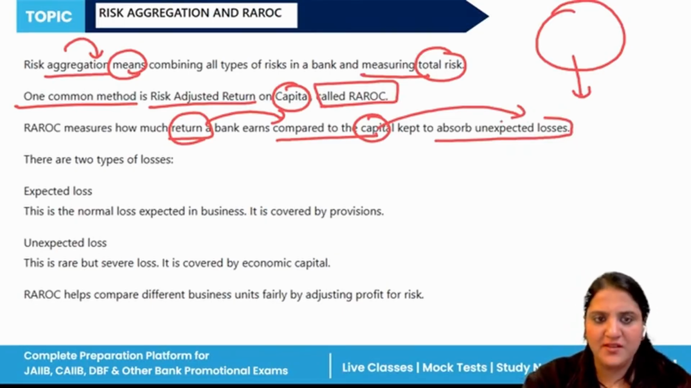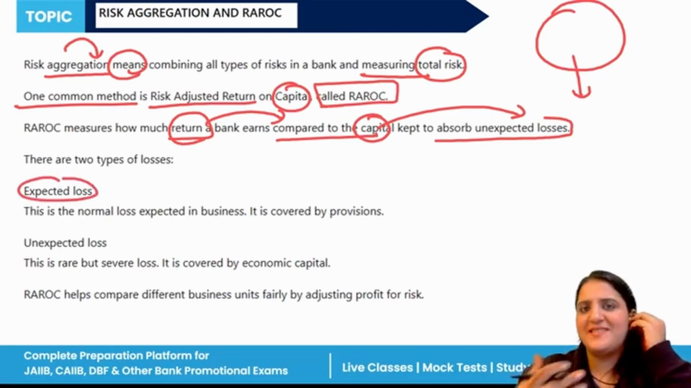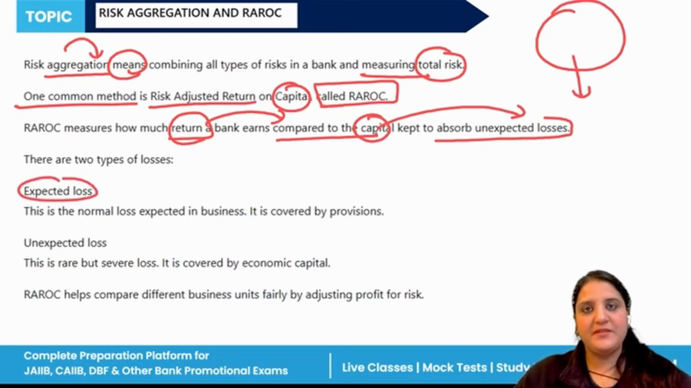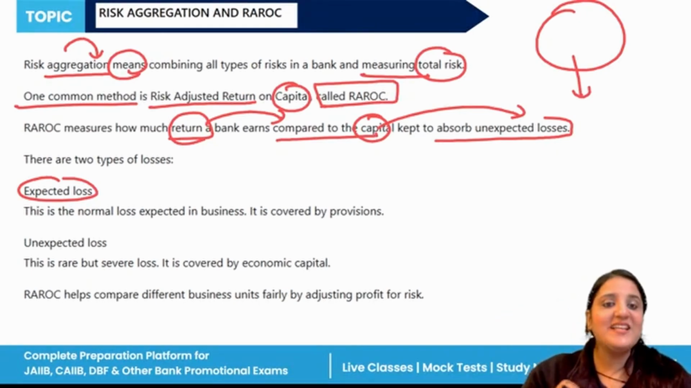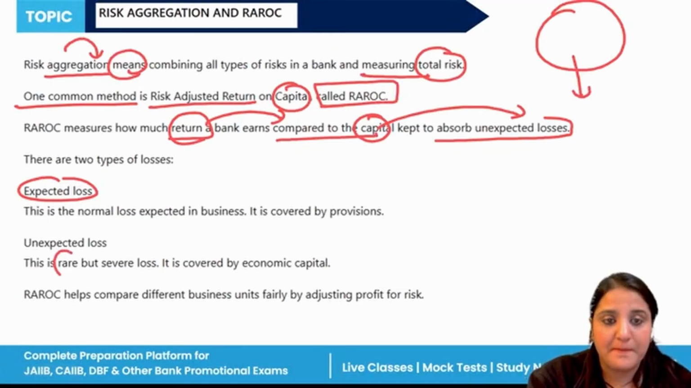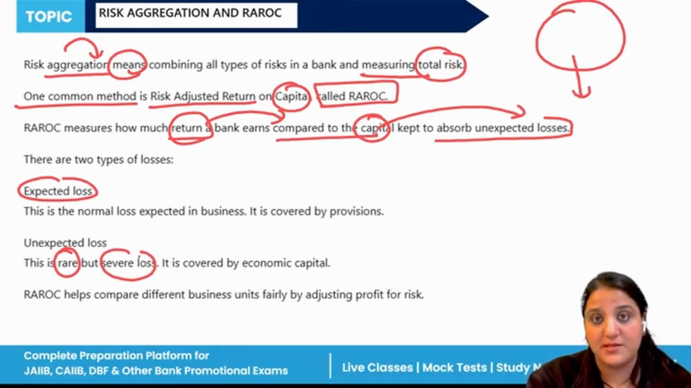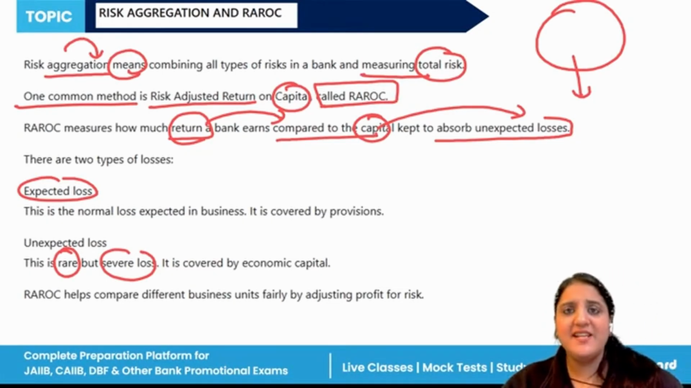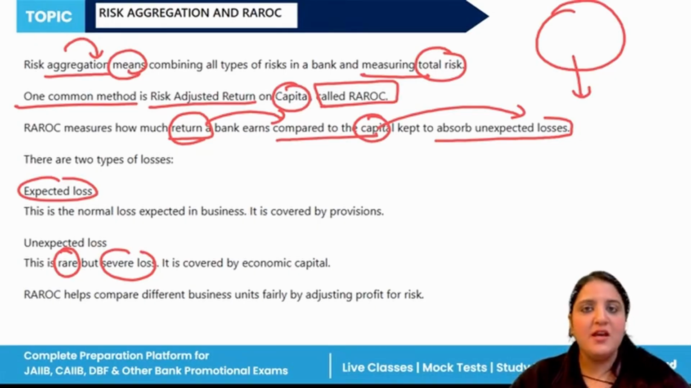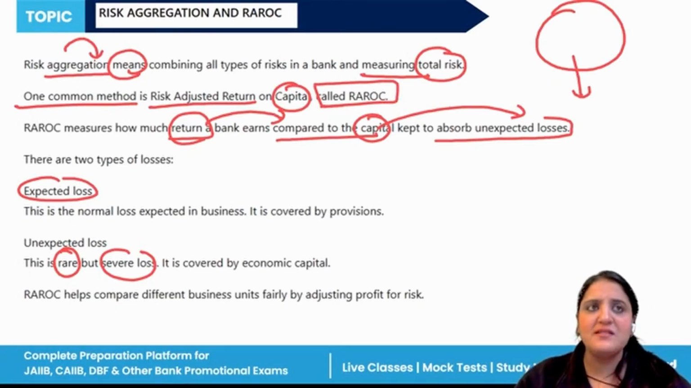There are two types of losses. Expected loss, which is generally expected, meaning this type of situation may occur in the future. So the bank prepares all the plans according to that type of loss. Unexpected loss is a rare but very severe loss, because it is not planned. It is a type of sudden situation. So that type of loss is not prepared for by the banks, no planning is done. That happens once in a year or once in many years.